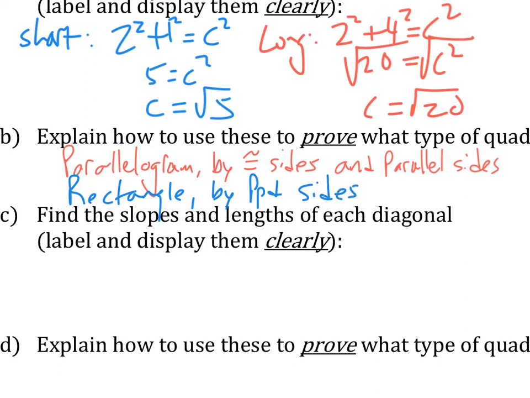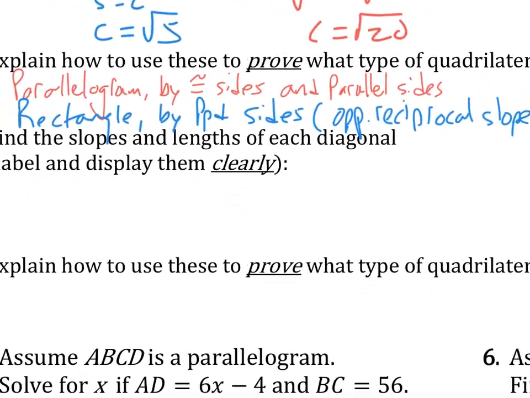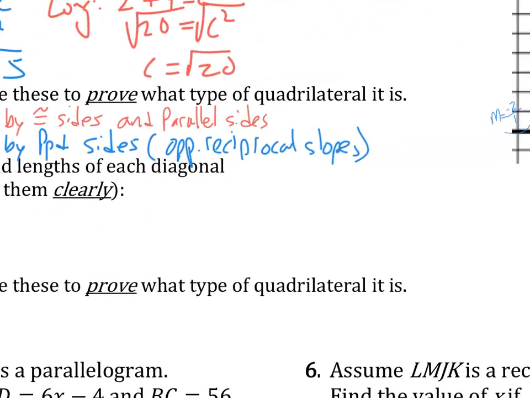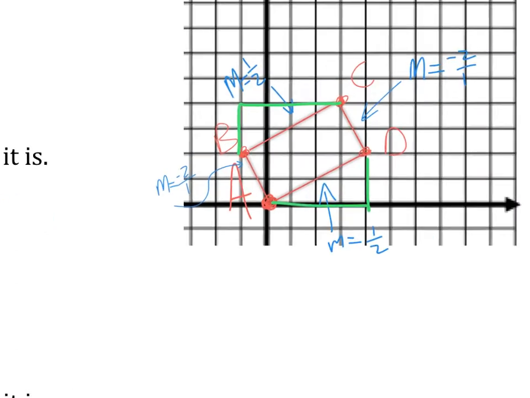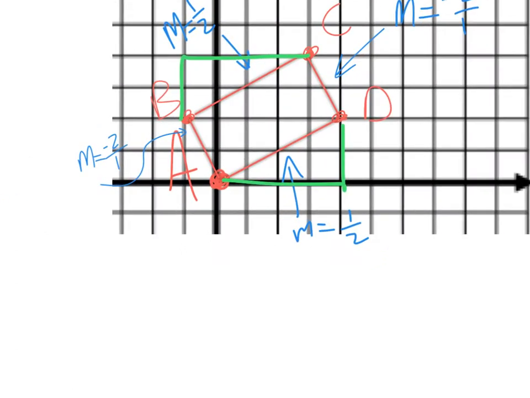Okay, and a little reminder, that is because we have opposite reciprocal slopes, or negative reciprocal slopes. Okay, cool. All right, so we know it's a parallelogram, we know it's a rectangle. Let's check the diagonals out here. So we'll go back over here. We'll find the length of the diagonals and see what that tells us.